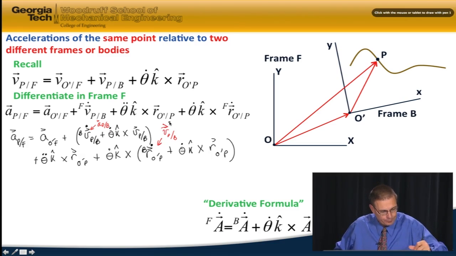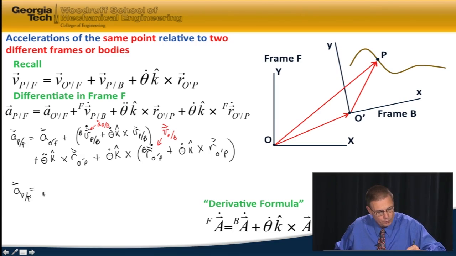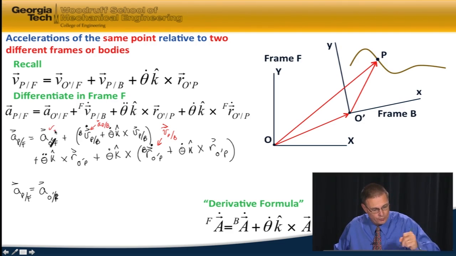So I've got a of p with respect to f is equal to a of o prime with respect to f. This should have been with respect to f up here. And so that takes care of that term. And then we have plus, we've got a of p with respect to b, that relative acceleration, plus, I'll come back to this portion. So let's see, we've taken care of this, and we've taken care of this.